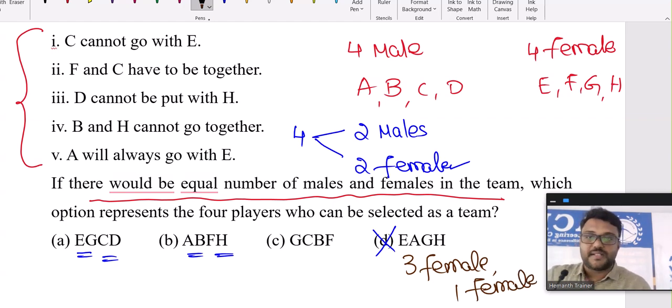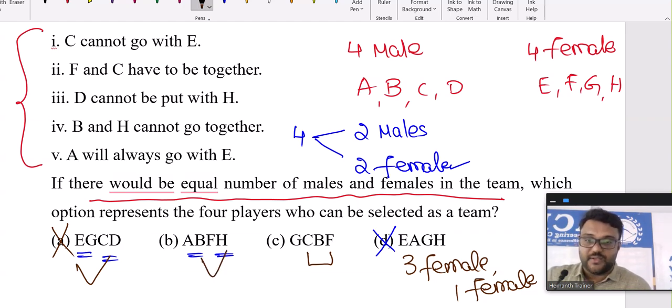And there is one more condition: C cannot go with E. Here C and E are both available, so not satisfied. Next, among B and C, F and C have to be together. Here F and C are together, but that is not satisfied in B. And there is one more thing: D cannot go with H. Here D and H are not there. B and H cannot go together.